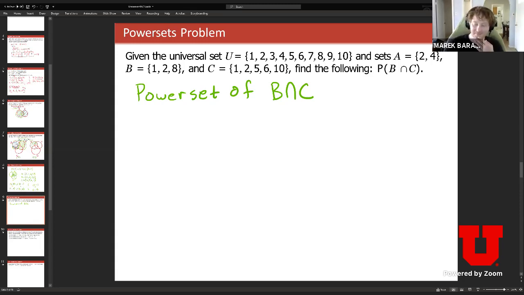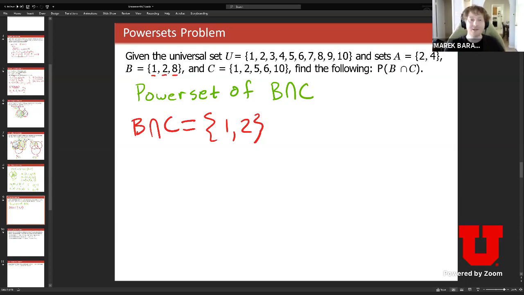Okay, so let's start by writing what B intersect C is. And someone tell me that. {1, 2}. Yep. And we found that by looking at the first element of B and we see that it's in C. Second element of B, we see that that's in C. Third element of B, that is not in C. So we can now write our power set of B intersect C.